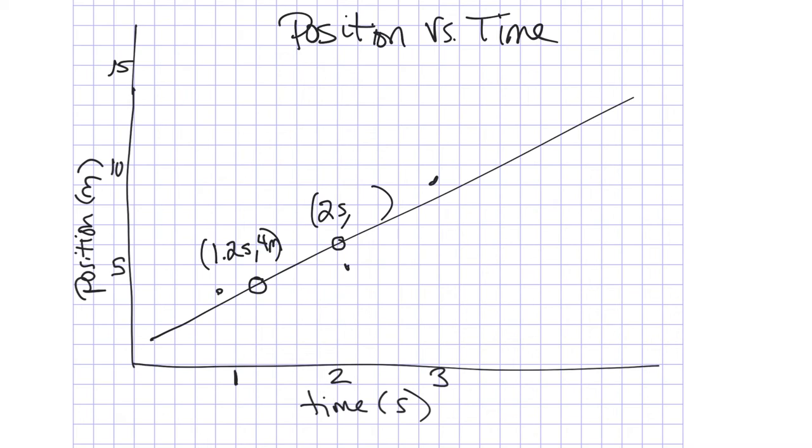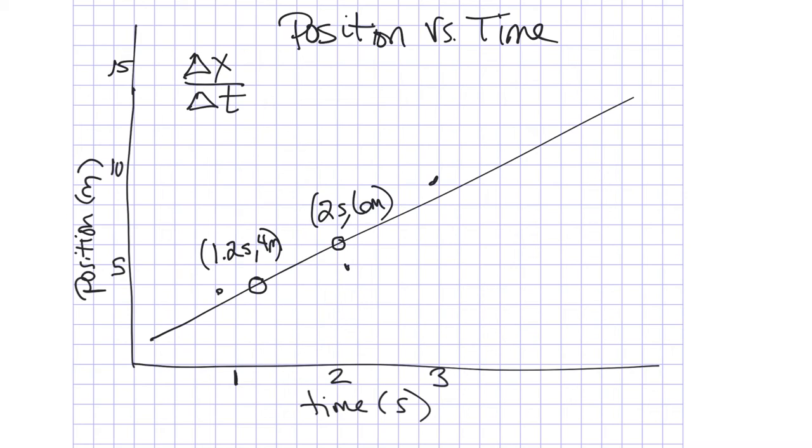2 seconds and 6 meters, right? All right, so now when I calculate my slope, it's going to be delta what over delta what? So delta what? Delta x over delta t, because it's rise over run. And in this case, my vertical axis, my rise, right, is position. So it's x. So delta x over delta t.